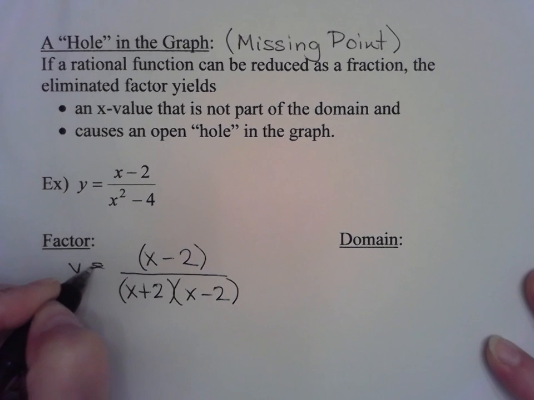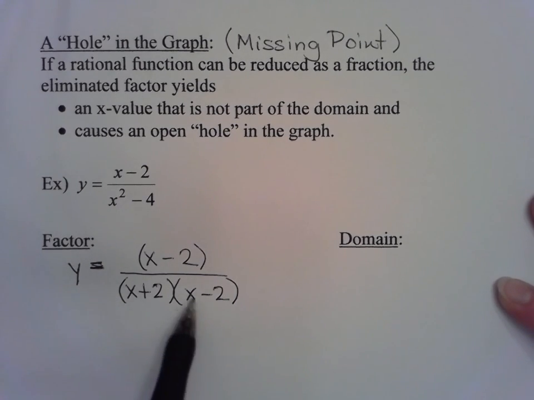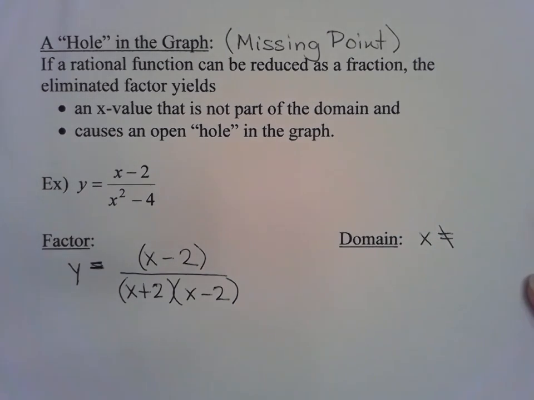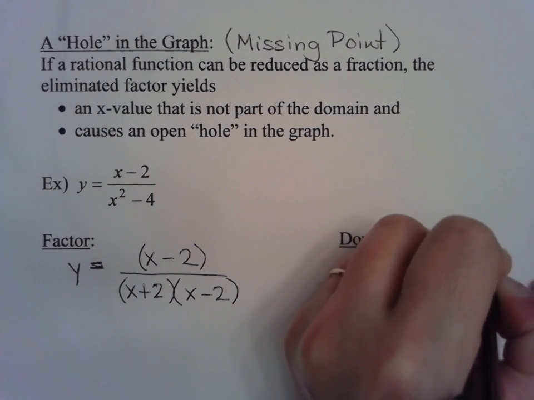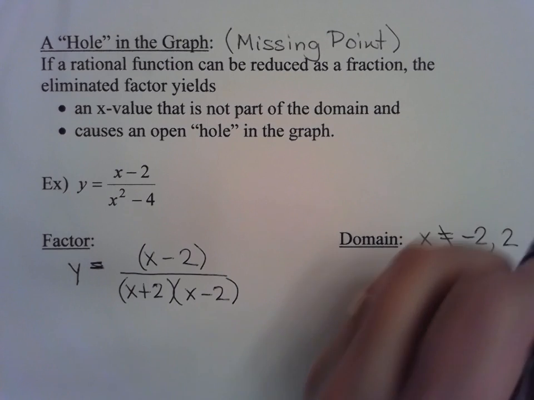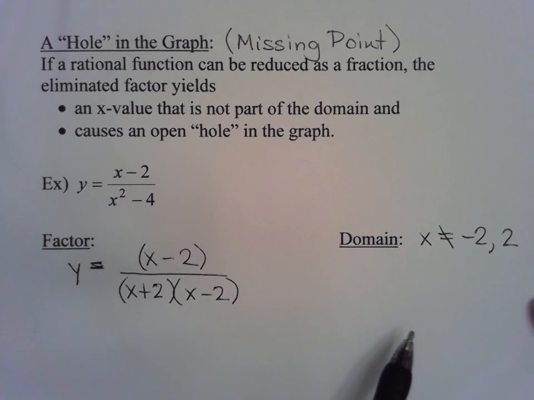Okay, maybe before I cancel, we should talk about the domain. So there are 2 values that are not going to work for this function. To find the domain, we'd have to set the denominator equal to 0. So what x values can we not have? If I set x plus 2 equal to 0, I cannot have negative 2. And if I set x minus 2 equal to 0, I cannot have positive 2. These are not going to work for this function. And you could try it. You could plug them in either place, and you're going to get something divided by 0, which is not good.